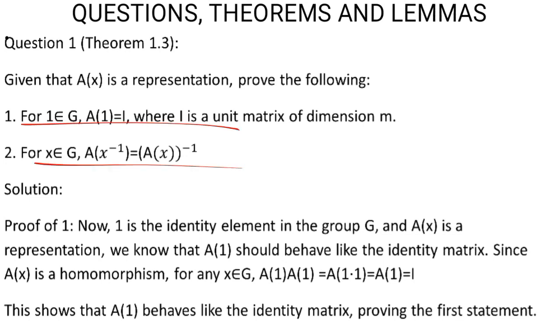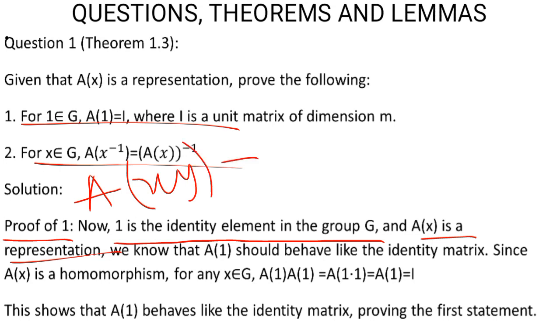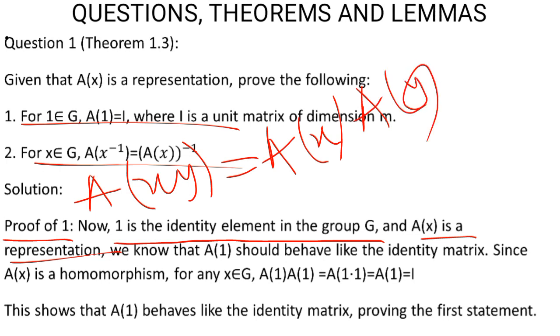So how do we do that? Let's start with the first one. So we're going to prove 1. Now we know that 1 is the identity element in G, right? We know that AX is a representation, meaning that AXY will be the same thing as AX AY, right? That's what it means. Okay, so with that knowledge, we know that A1 should behave like the identity matrix, right? So that's what we expect, because 1 is the identity element of G. So A1 must behave like the identity matrix. So let's see whether it will do that.